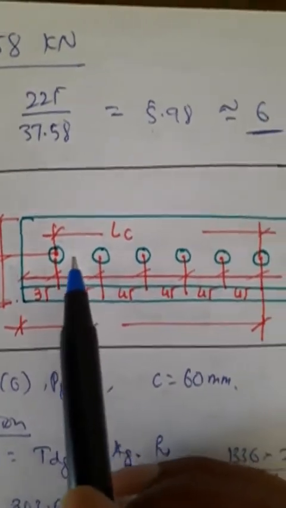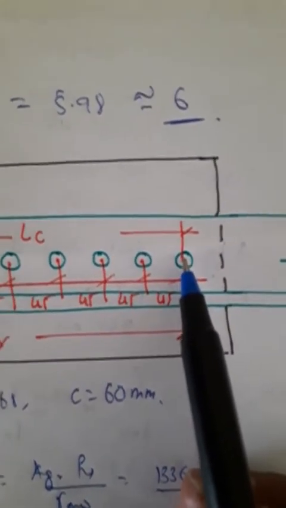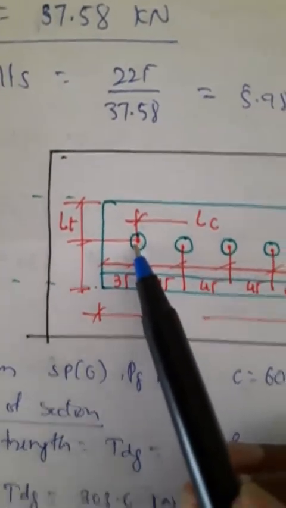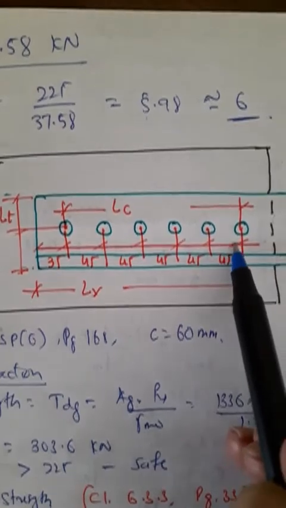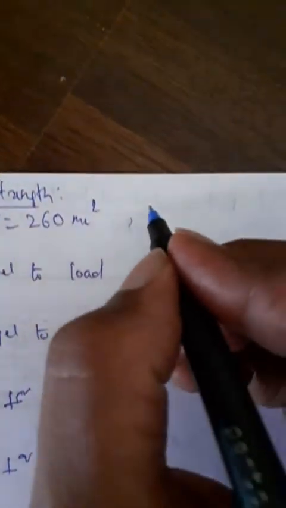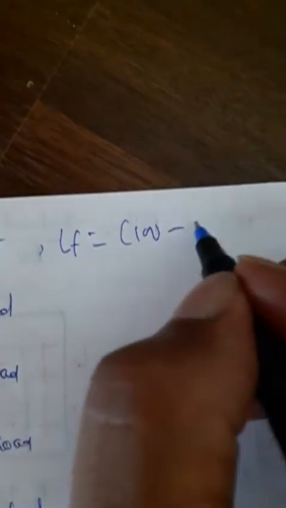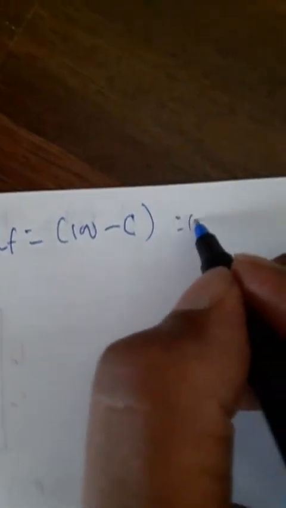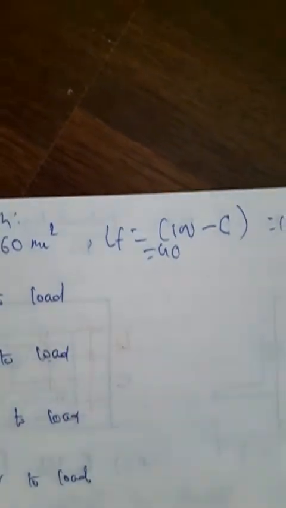Now LC is center to center distance of bolt center from this bolt to this bolt, from two extreme bolts. So 1, 2, 3, 4, 5. 5 into 45. Next LT, length in tension, that is 100 minus C value. So 100 minus 60. So LT is 40.